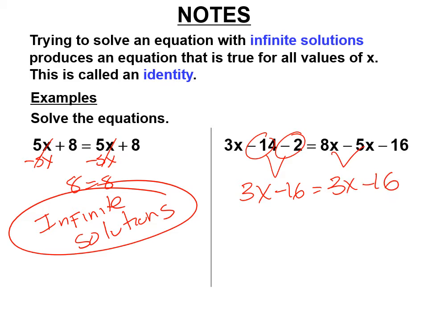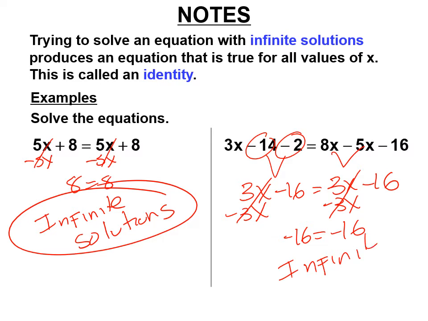So we have an identity. We have the exact same thing on both sides. So just finish it off. Get rid of the x's on both sides. And so that's true. And so when that happens, we write, right? The answer is not negative 16. The answer is that there are infinite solutions.